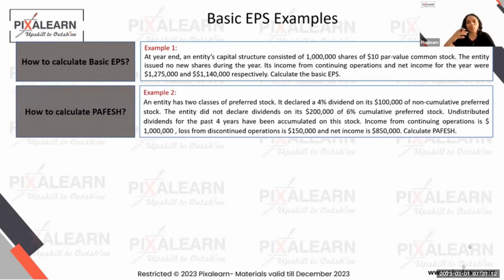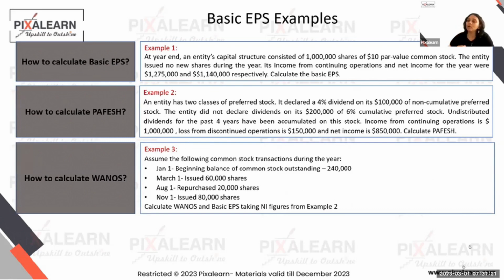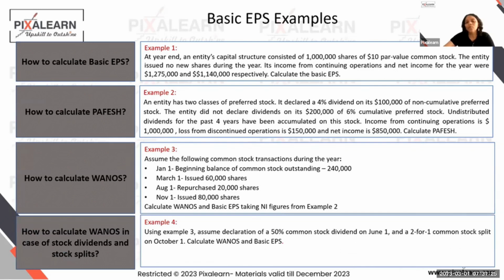First we'll talk about what is a basic EPS, just a basic formula. How do you calculate the numerator, which is the profits available for equity shareholders? How do you calculate the denominator, which is the weighted average number of shares? And what happens if there is a stock dividend or a stock split? So we have separated the 4 issues which can potentially be there.